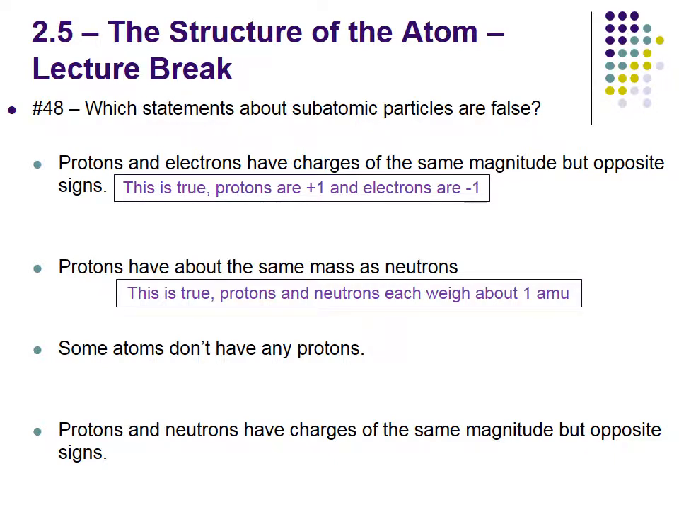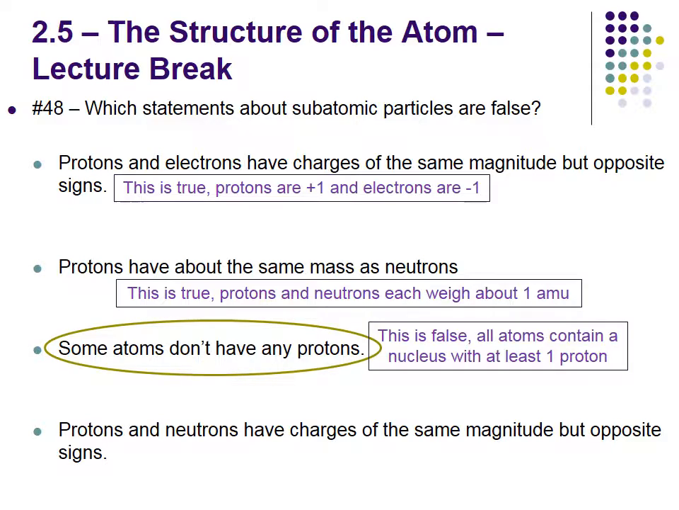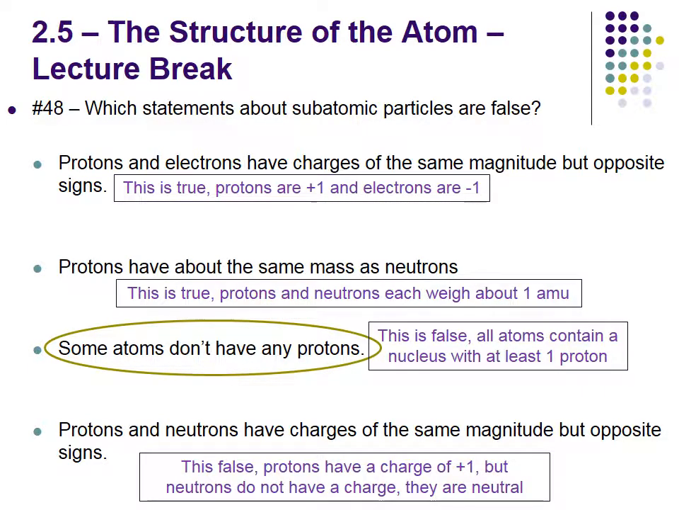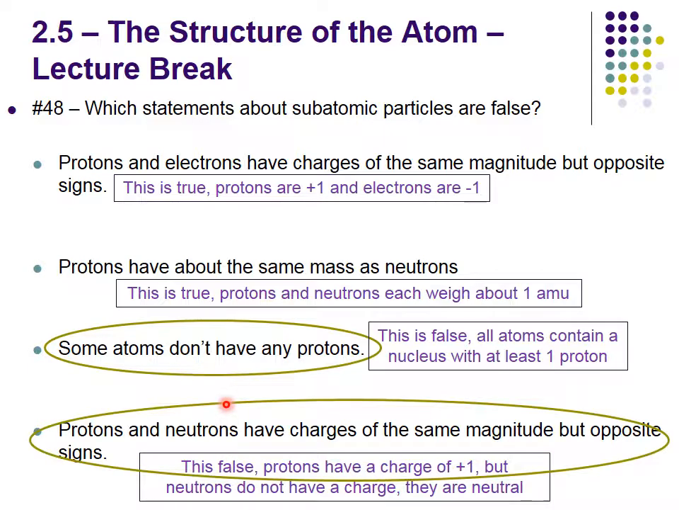Some atoms don't have any protons. This is not true. In order for it to be an atom, it has to have at least 1 proton. And lastly, protons and neutrons have charges of the same magnitude but opposite signs. This is also false. Neutrons do not have a charge, they are neutral. Protons have a charge of a +1.